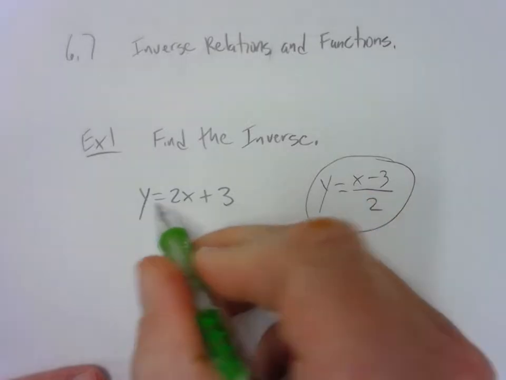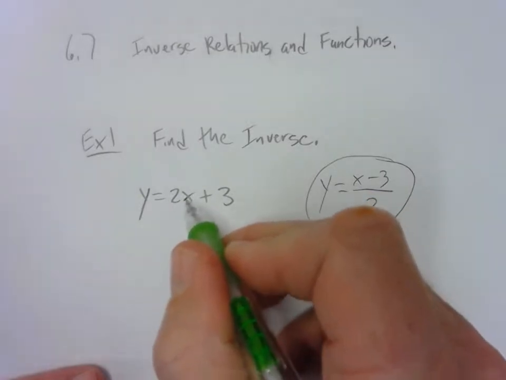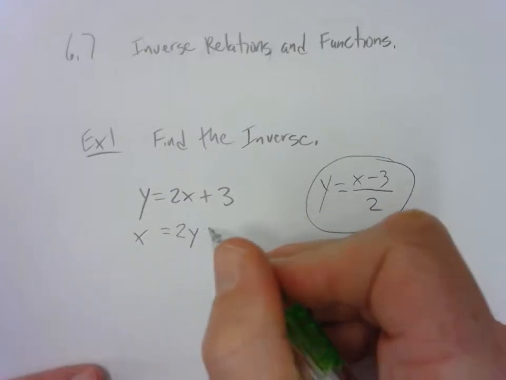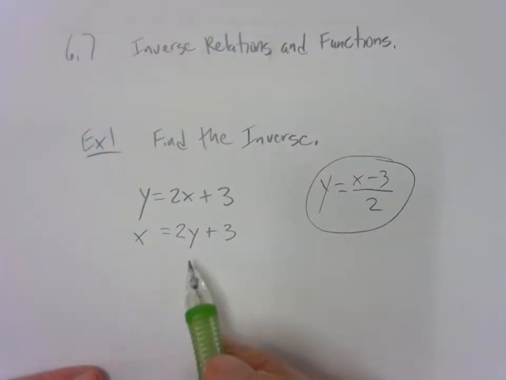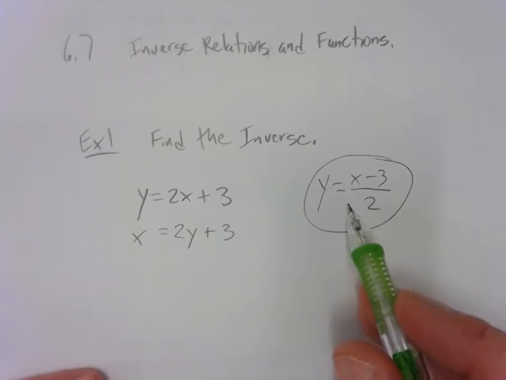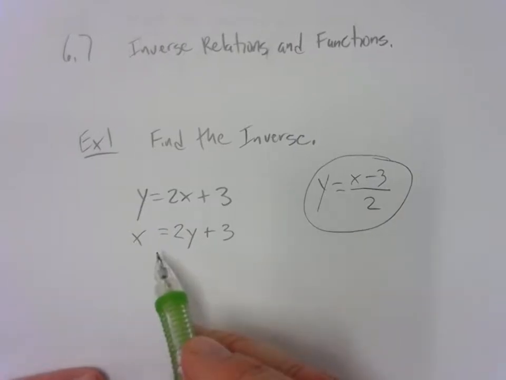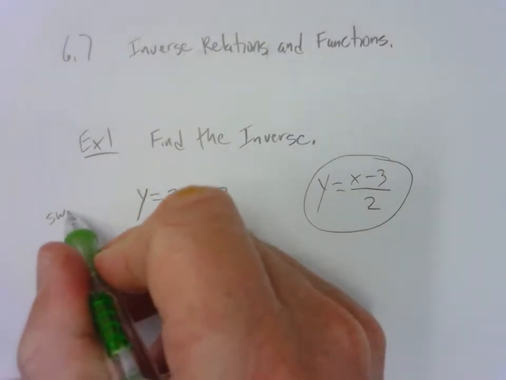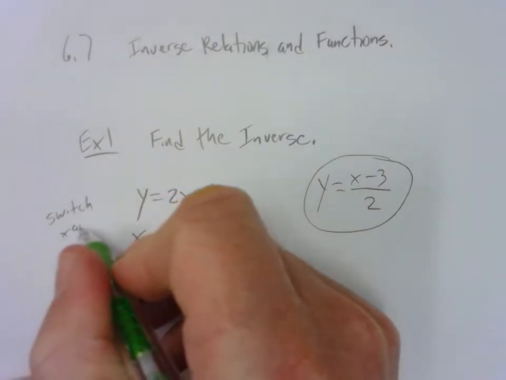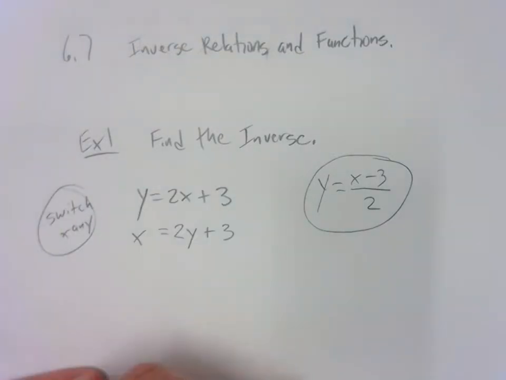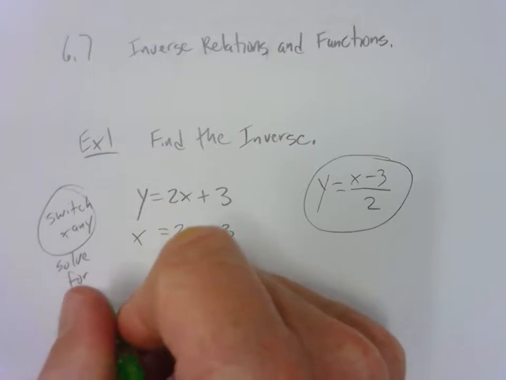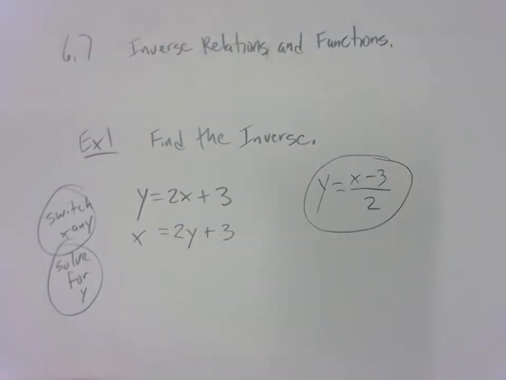So the input is the output and the output is the input. The x comes over here where the y is, and the y goes where the x is. So to find the inverse, which we've already found, the algebra way to do it is to switch x and y, and then solve for y. So switch x and y, solve for y. That's how you find the inverse.